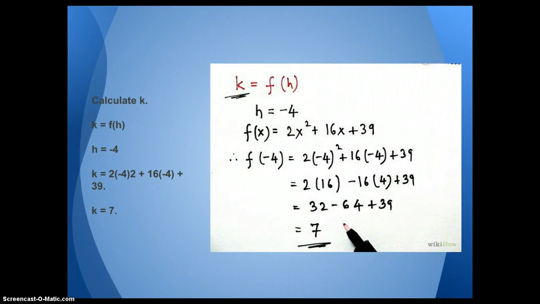Calculate k. Remember that k equals f(h). We just determined that in our example, h equals negative 4. So this number replaces x in our general form. k equals 2 times negative 4 squared plus 16 times negative 4 plus 39. When we work that out, we get k equals 7.